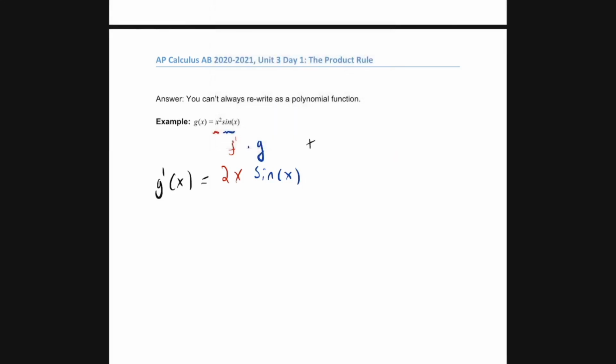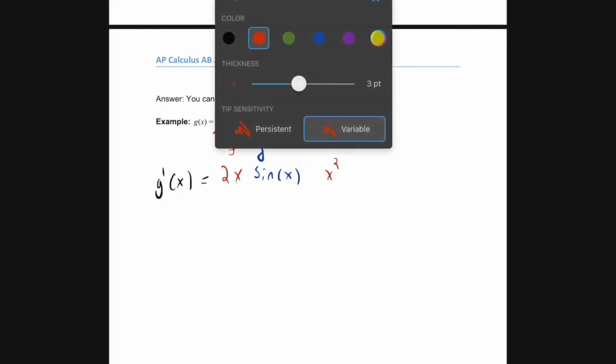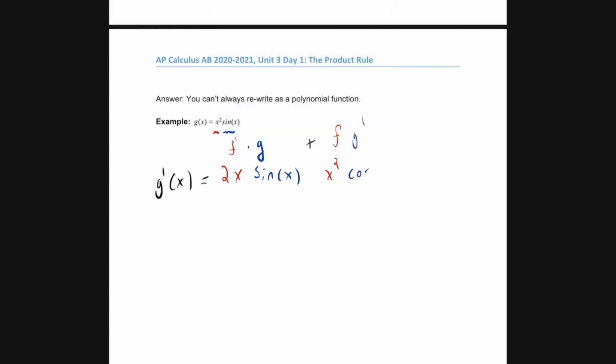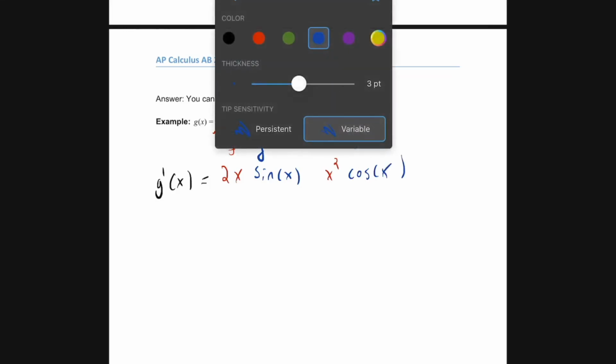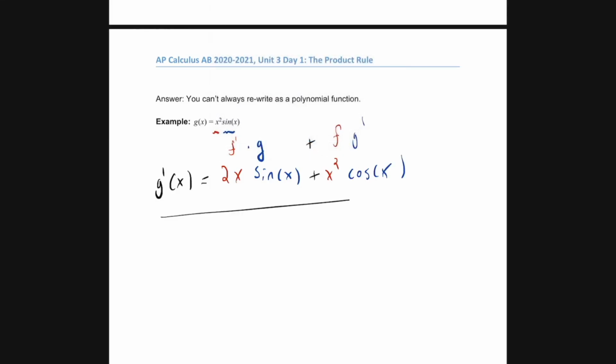Plus f times g prime. I need to write it out every time, or else sometimes it's easy to make a mistake here. F, which would be x squared, g prime, the derivative of sine is cosine of x. And so your final derivative here would be 2x sine of x plus x squared cosine of x. Derivative of x squared is 2x, and then you just multiply by sine of x, plus x squared times the derivative of sine, which is cosine. That's your product rule.